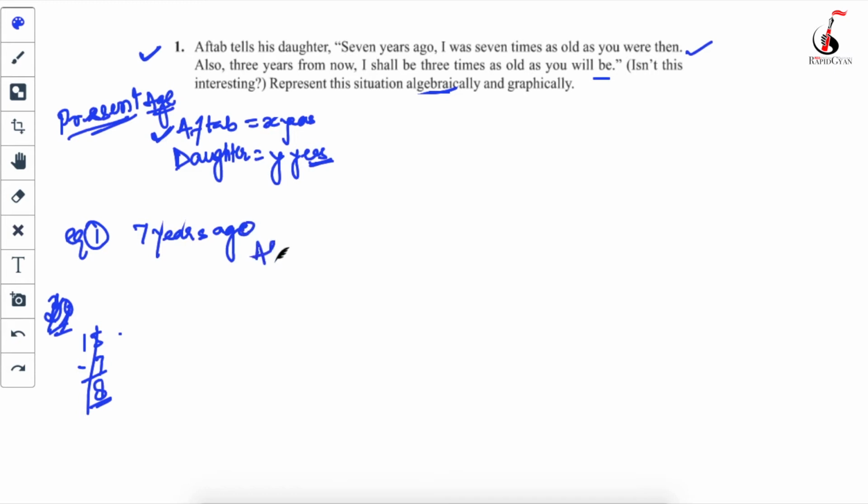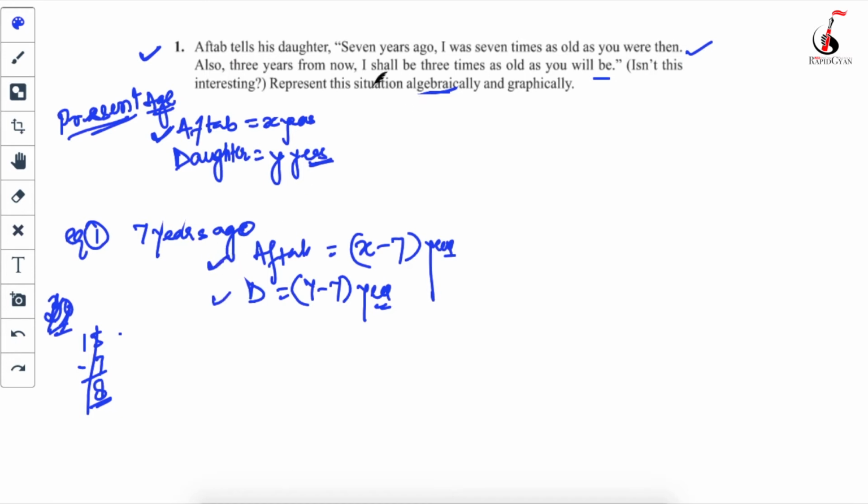So here also, 7 years ago, Aftab's age will be x minus 7 years, and his daughter's age will be y minus 7 years. Very simple. Hope it's clear, guys. Now what is the condition given? The condition is that 7 years ago Aftab was 7 times as old as his daughter was then.